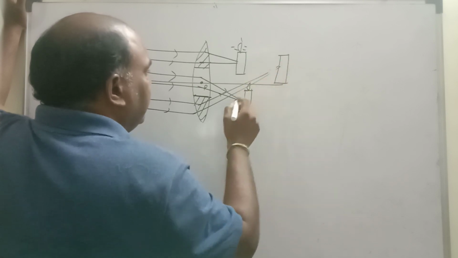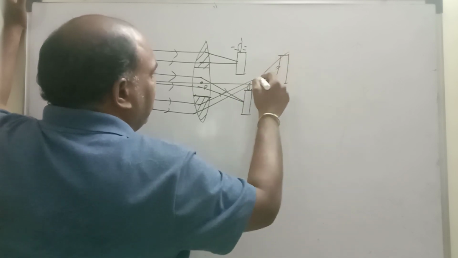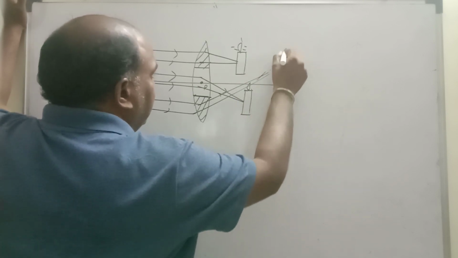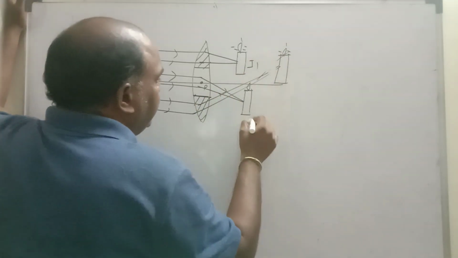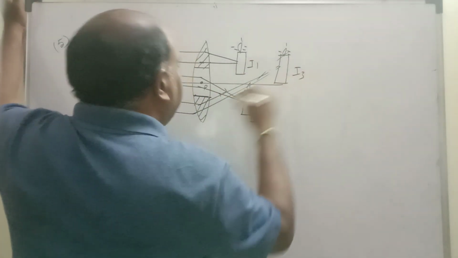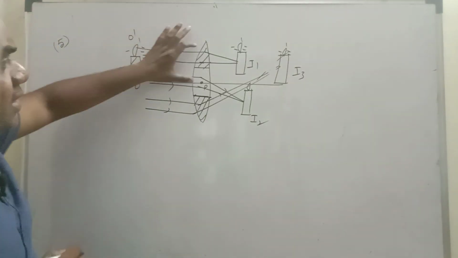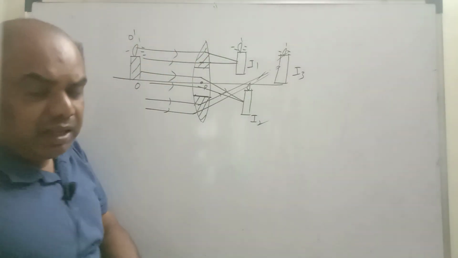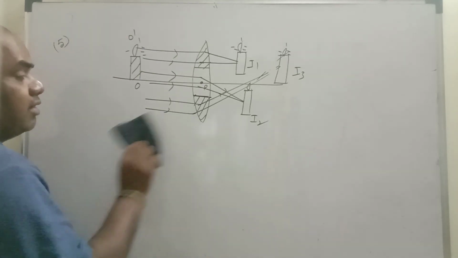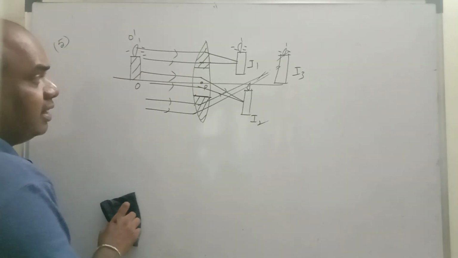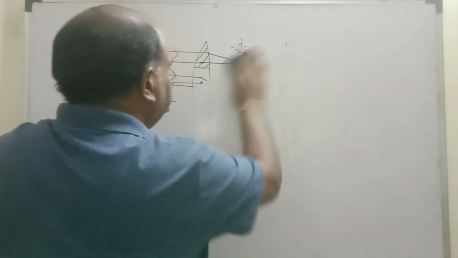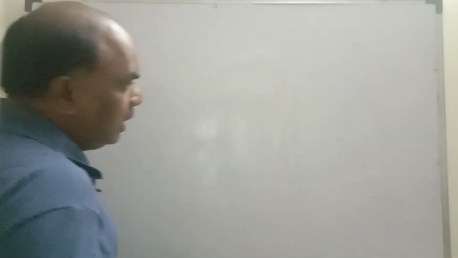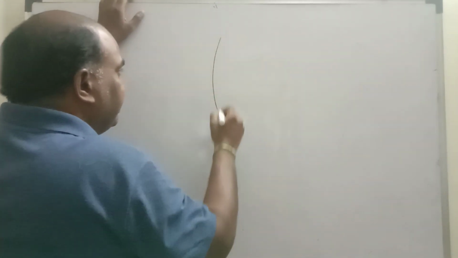Like this, different images are formed, one at top, one at bottom, whatever it is. Like this, how many images are formed? This is image 1, image 2, image 3. 3 different images are formed because it is made up of 3 different materials with different refractive indices. Same question, I am just modifying. A convex, this is a convex lens.